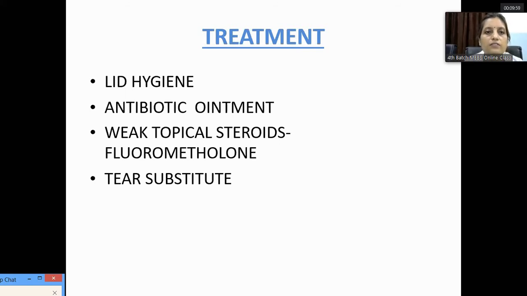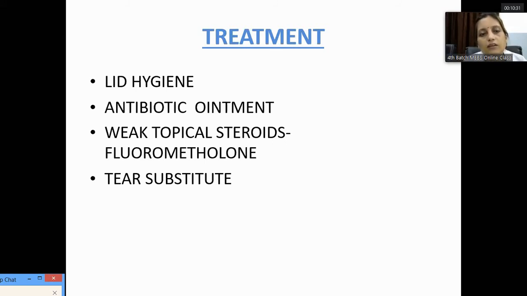that will make the lid margin more soft, and you can just remove the scales. After doing the lid hygiene, you have to wipe it with dry cotton or dry cotton cloth, and after that you will put a tear substitute, and in case of need, an antibiotic ointment at bedtime, just the ointment.